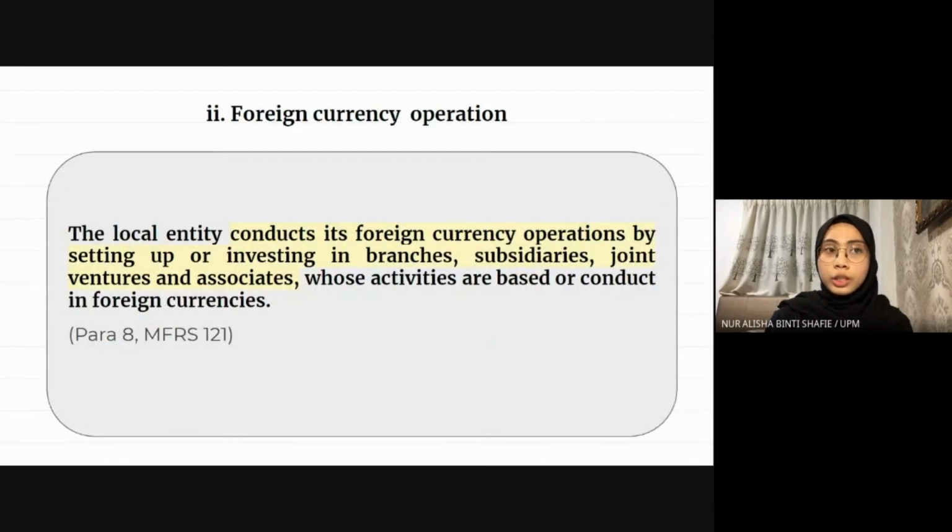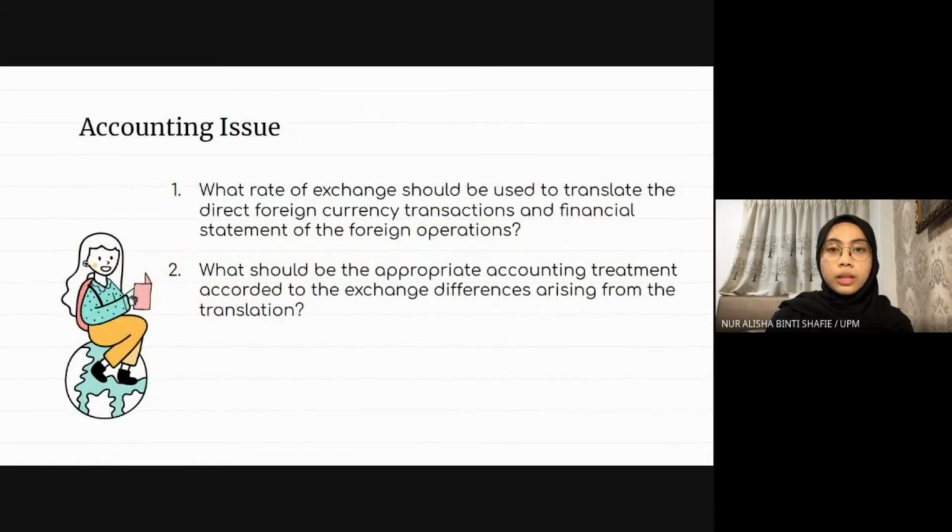Foreign currency operations is when a local entity conducts its foreign currency operations by setting up or investing in branches, subsidiaries, joint ventures, and associates whose activities are based or conducted in foreign currency. When companies enter into foreign currency transactions, they may face two issues. The first issue is what rate of exchange should be used, and the second issue is what should be the appropriate accounting treatment.